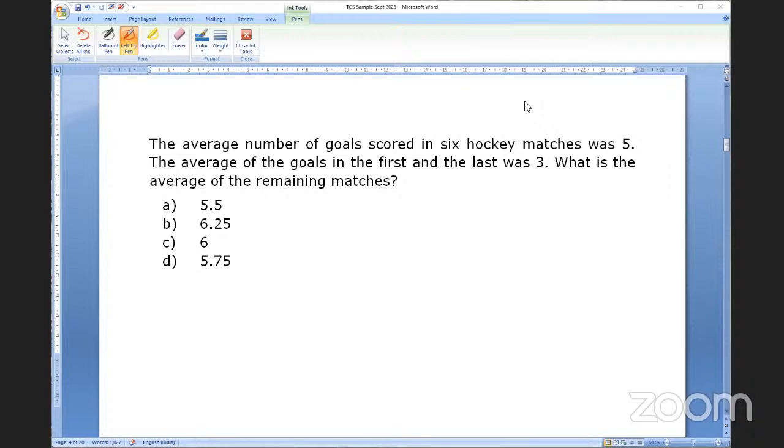And when you are answering in the chat box, please make sure that you write the option and the answer also, so that I can link it up. Like if you think answer is C, then write C6 like this. Time's up. Let's check it.